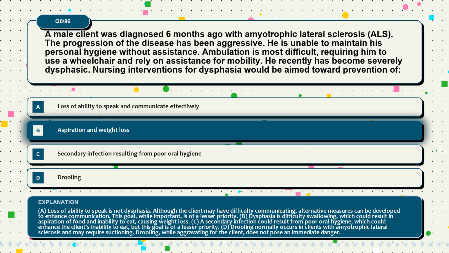D. Drooling normally occurs in clients with amyotrophic lateral sclerosis and may require suctioning. Drooling, while aggravating for the client, does not pose an immediate danger. Question 7.